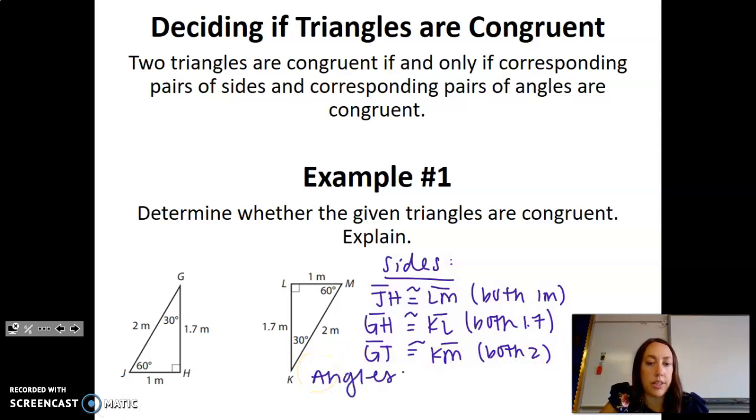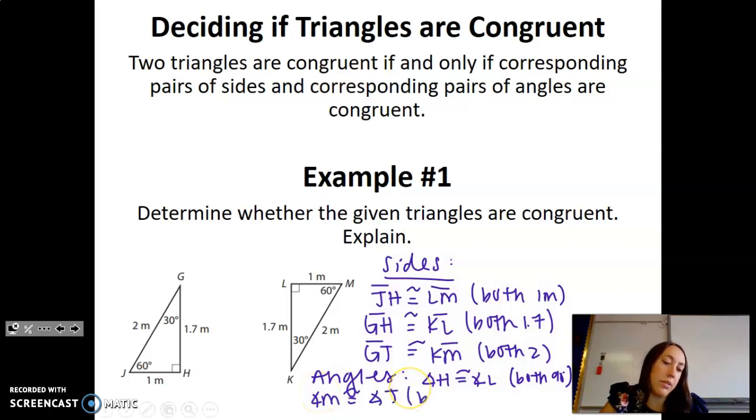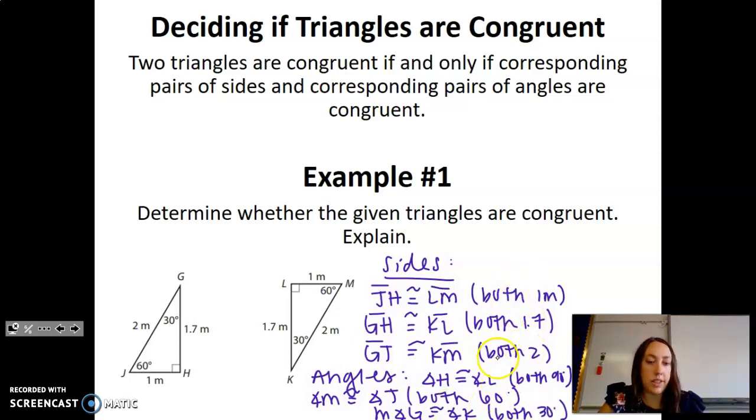So now let's check our three sets of angles. Okay, we can see angle L and H are congruent to one another because they're both 90 degrees. We can also see angle M is congruent to angle J because they're both 60. And then we can also see that angle G is congruent to angle K because they are both 30. So you can see we've checked all sets of sides, all sets of angles. They're equal between the two triangles.